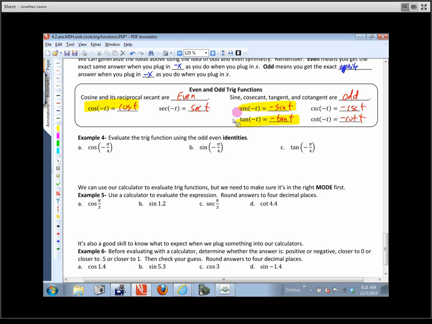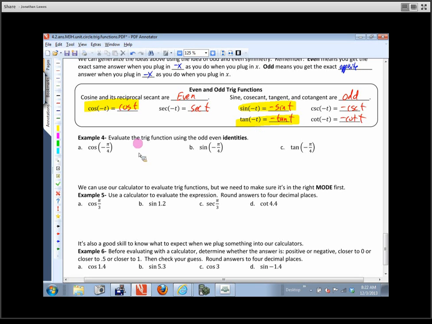You can't really factor a negative out and pull it out front, but you could think of it that way. So instead of finding the sine of negative t, find the sine of t and put a negative in front of it. Instead of finding the tangent of negative t, find the tangent of t and just slap a negative in front of that. Just change the sign. Okay?